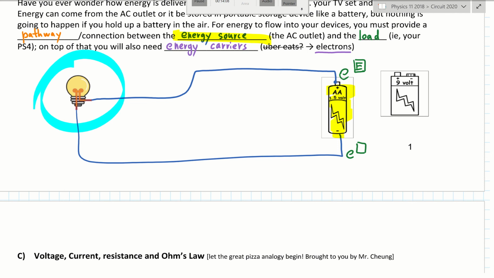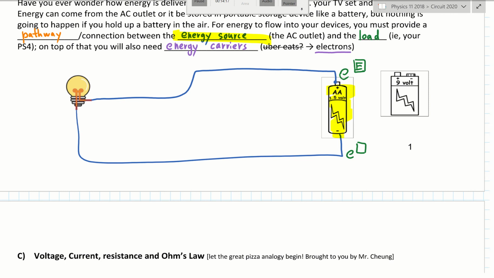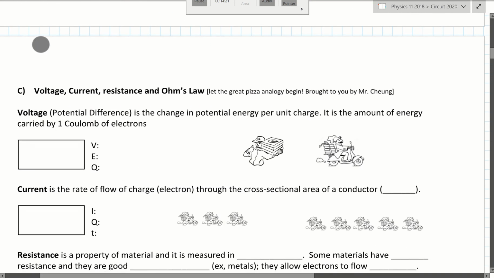It's inside, right? They don't want to see the wire outside. That's ugly, right? So you must have a load. And the fourth thing, which is very important, is there must be some kind of carriers for the energy, in this case, electrons. Okay, moving on.